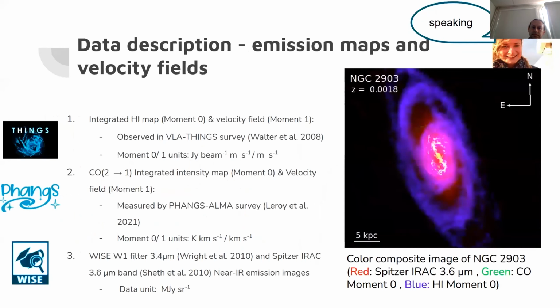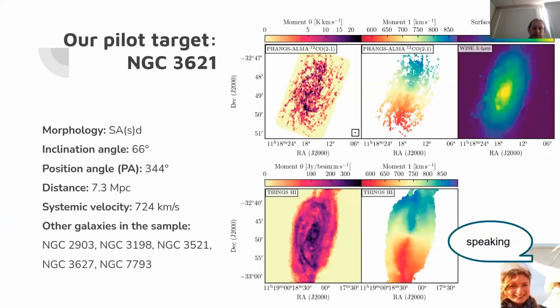So the data set we used: for the atomic gas component, we made use of the HI 21 centimeter line as part of the THINGS survey. Then for the molecular gas component, we used CO(2-1) maps as part of the PHANGS-ALMA survey. And finally, for the stellar component, we made use of near infrared data, WISE and Spitzer IRAC at 3.4 and 3.6 micrometers respectively. Our pilot target was NGC 3621, with properties listed here.